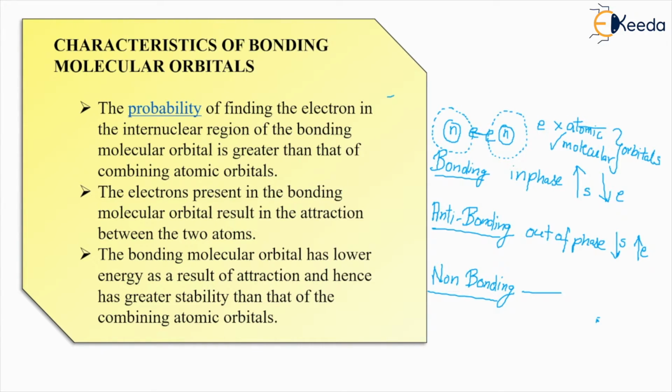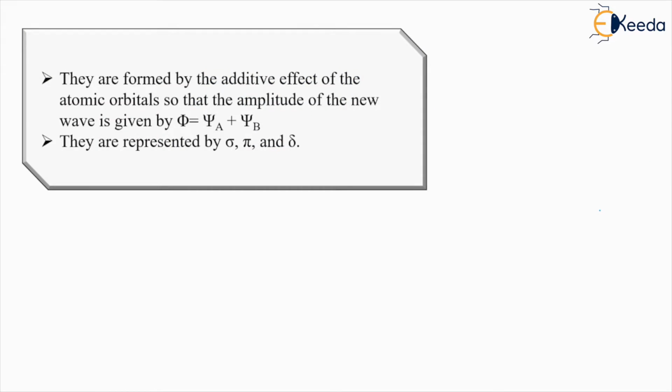Why are we talking about attraction over here? Because whenever we want to make two different kinds of atoms meet together and make a molecule, at this point of time there should be attraction for a bond to be. The bonding molecular orbital has lower energy as a result of the attraction and hence greater stability. As I've written over here, greater stability, lower energy. As simple as that, very simple bonding molecular orbitals.